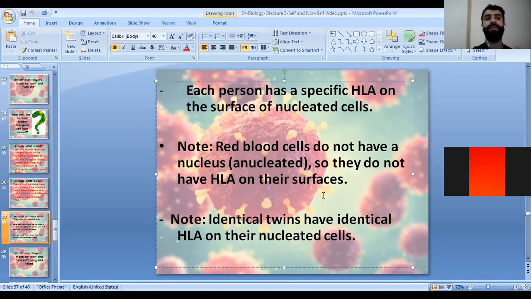That's why we can donate blood to each other if you are the same blood group. Next session, we're going to talk about blood groups. So red blood cells don't have a nucleus. They are called anucleated cells. So they don't have HLA. Identical twins have identical HLA. For example, two persons that are identical twins, two boys or two girls, they are identical. These identical twins have identical HLA.